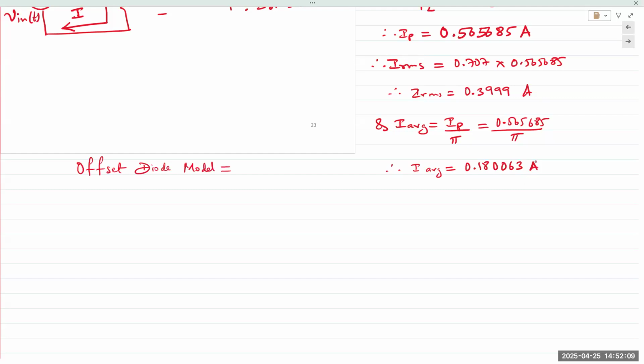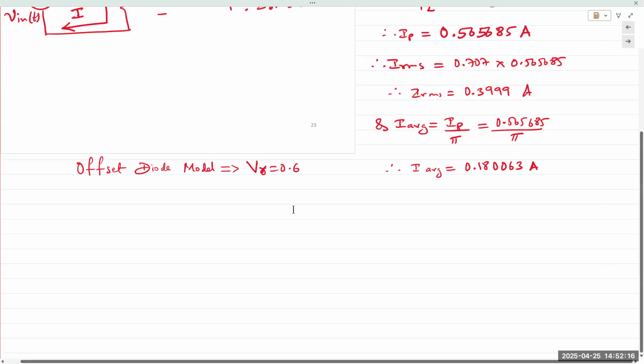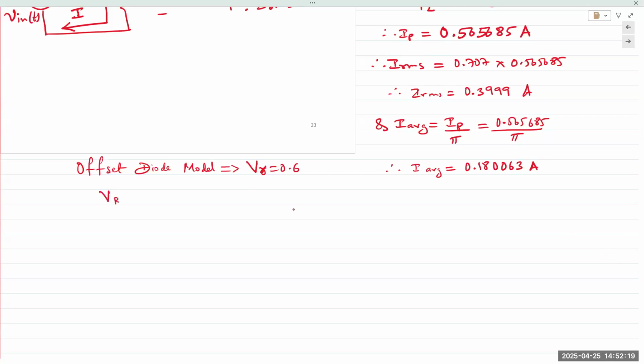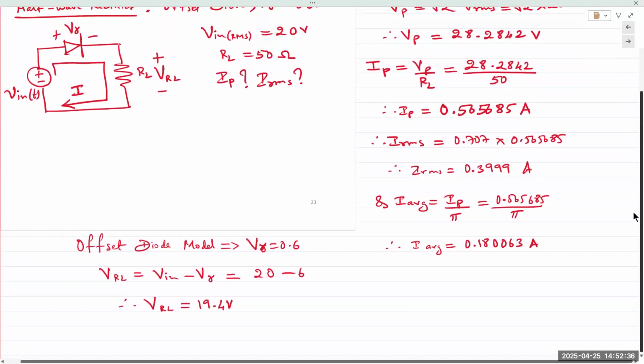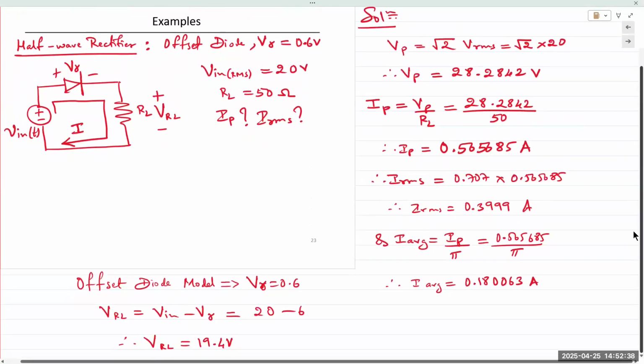If we use the offset diode model with a V gamma of 0.6, we have to deduct 0.6. So we can find VRL as V in minus V gamma. That would be 20 minus 0.6. VRL would be 19.4 volts. Okay, 19.4 volts. Maybe we'd calculate from that.